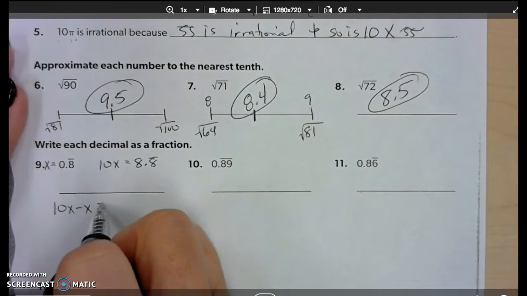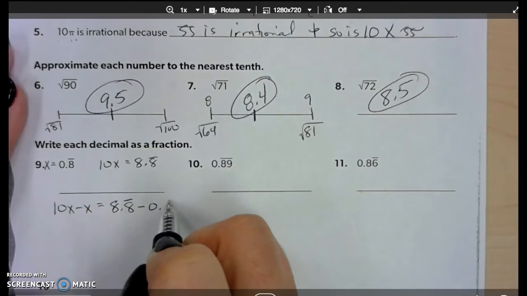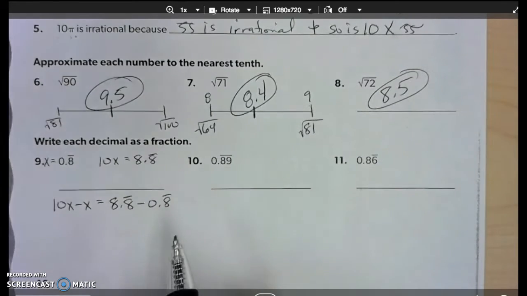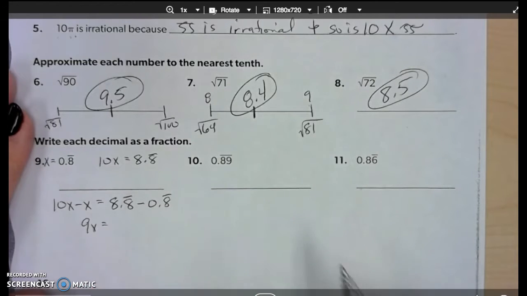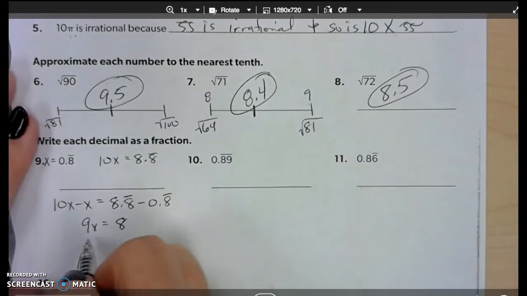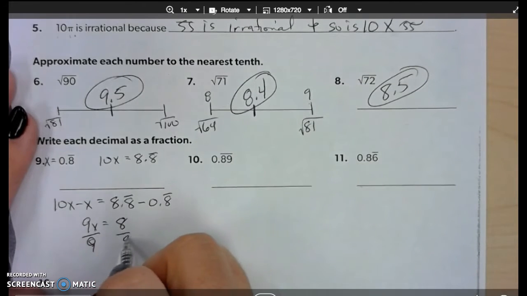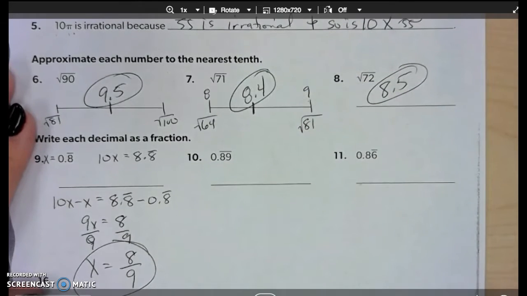10x minus x is equal to 8.8 repeating minus 0.8 repeating. 10 minus 1 is 9x, and 8.8 repeating minus 0.8 repeating is 8. Then we divide by 9, and x is equal to 8 over 9.